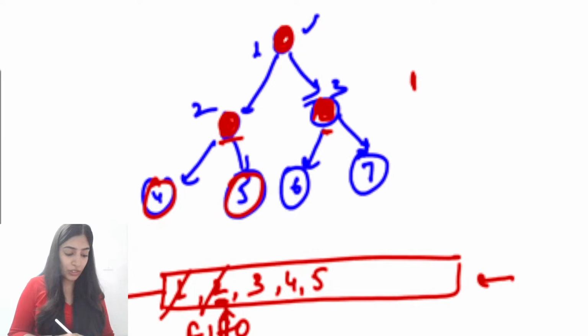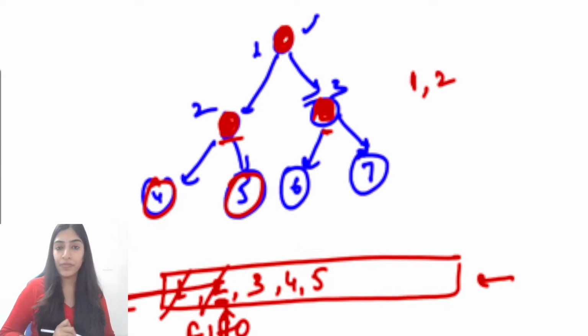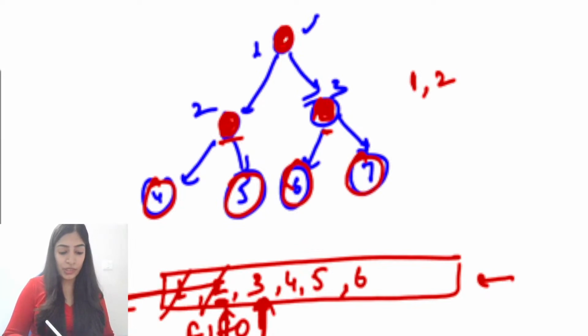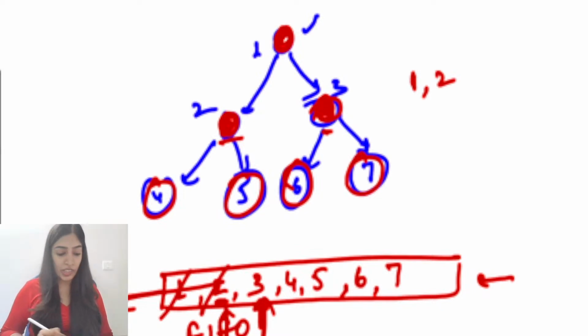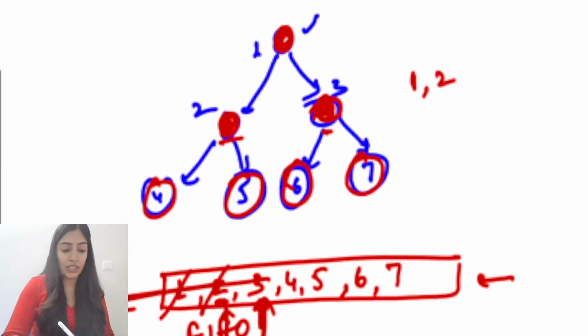What am I going to do? I am going to pop it out and print it. What is the next element that I have? It is 3. Who are the children of 3? It is 6 and 7. I am going to put 6 and 7 over here. Now I am done with all the children of 3. I am going to pop it out and print it.